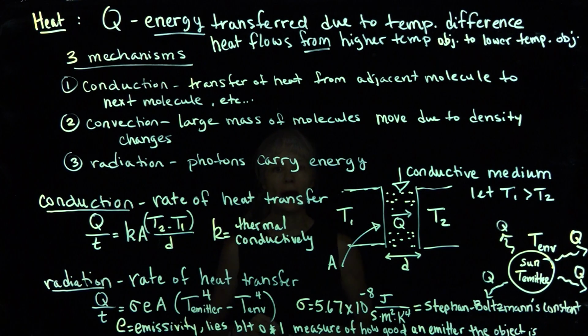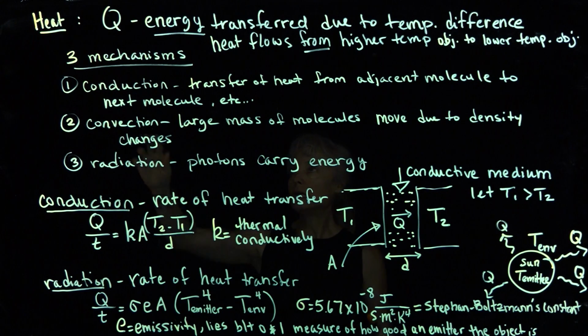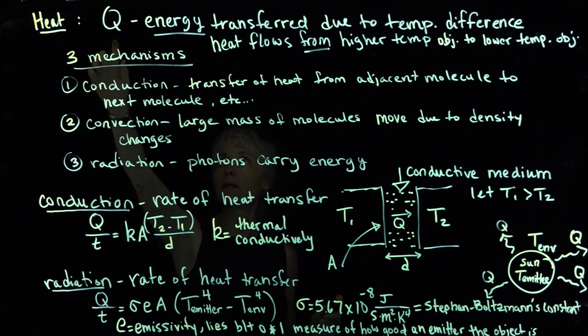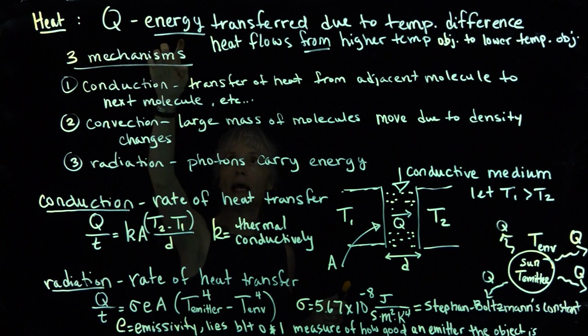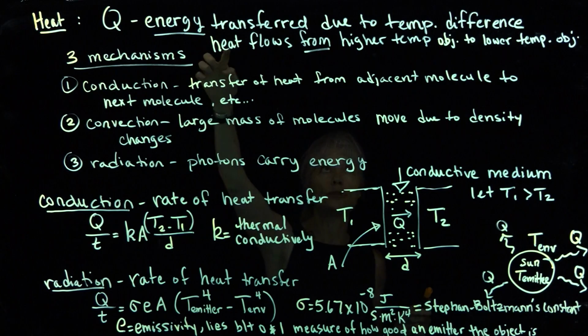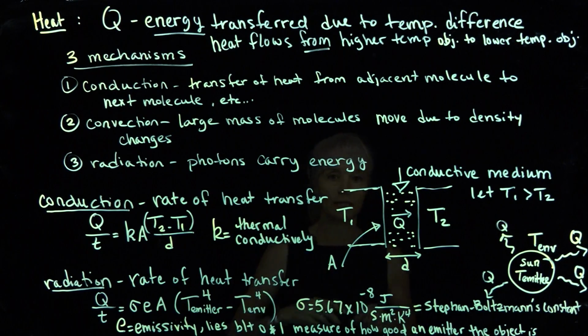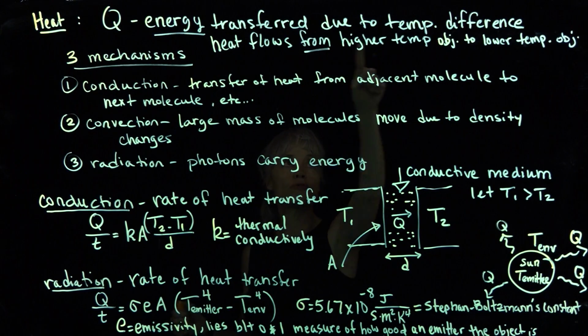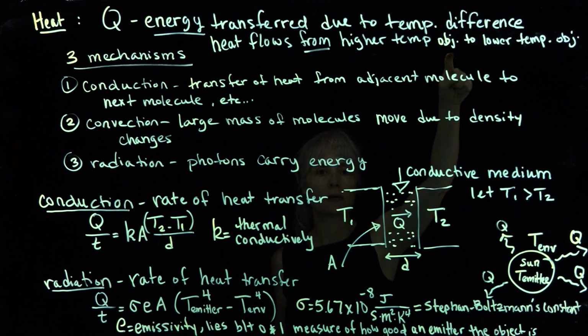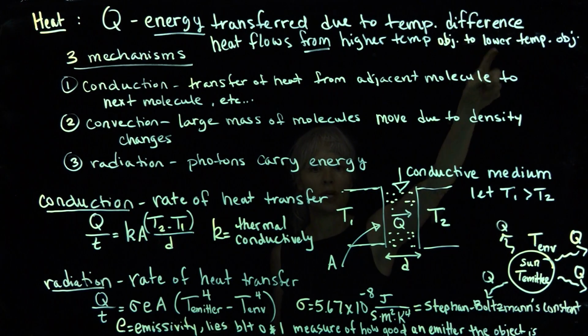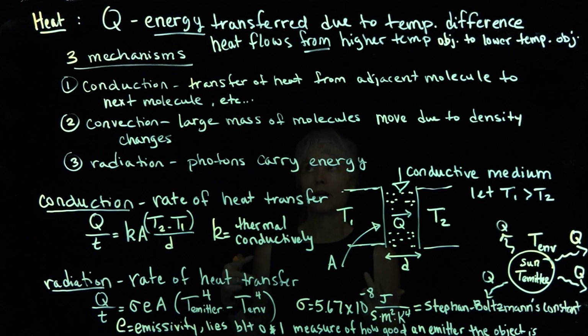Hello and welcome back. In this lecture, we will be beginning our discussions of Chapter 14. Chapter 14 deals with heat energy. Heat, or heat energy, gets the symbol Q. So heat energy is energy that is transferred due to a temperature difference. Heat flows from higher temperature objects to cooler temperature objects, and not the opposite direction.